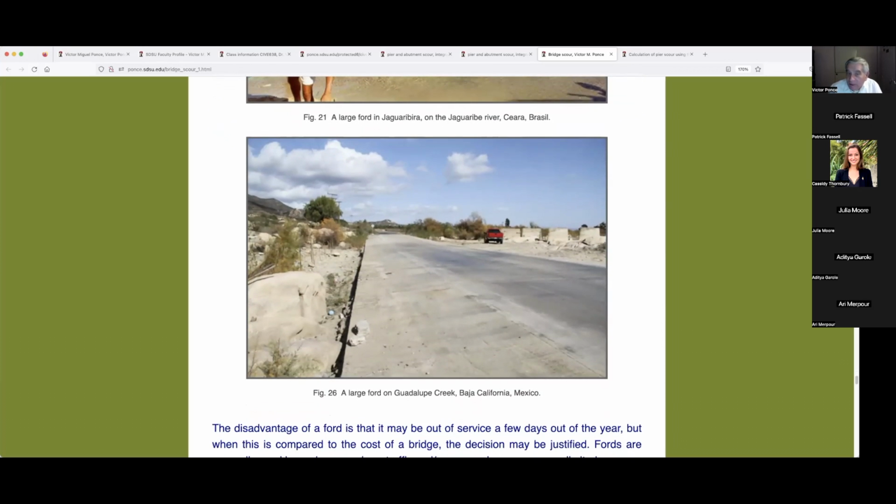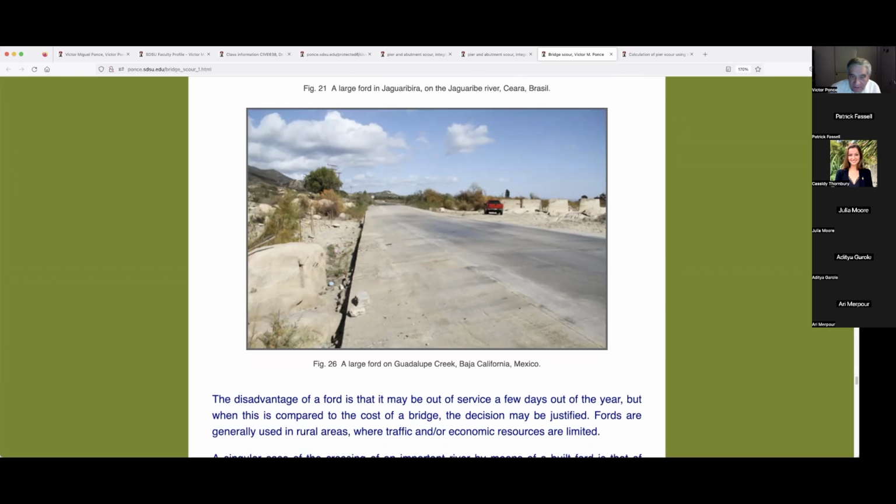This one is a ford in Guadalupe Creek. I did an extensive study of Guadalupe Creek in the year 2012. We covered everything, and we, of course, took this picture. This is one of the largest operating fords that I have seen. This ford is sitting on the ground. In other words, when it floods, you can't go through. It's risky to go through when there's a flood.